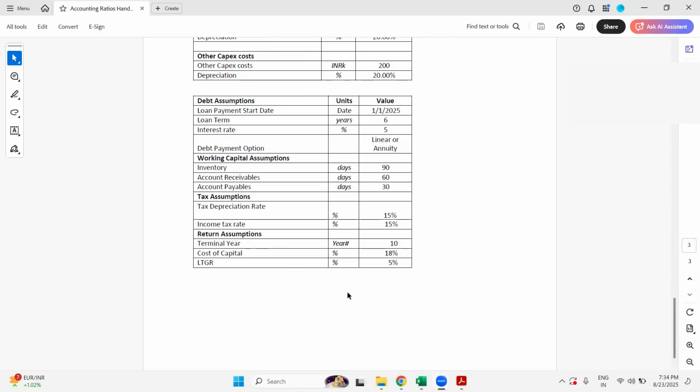Then we have tax assumptions. Income tax rate we have assumed to be 15%, and then we have a tax depreciation rate of 15%, right? Now, what does this mean, guys? You might be worried here that I have already mentioned depreciation under capex. Now, what is this tax depreciation rate, guys? Let me take a step back and help you understand what a tax depreciation is and what a book depreciation is, right? Basically, depreciation acts as a shield for your tax. Depreciation is a non-cash expense, guys, so it acts as a shield for your income tax, right?